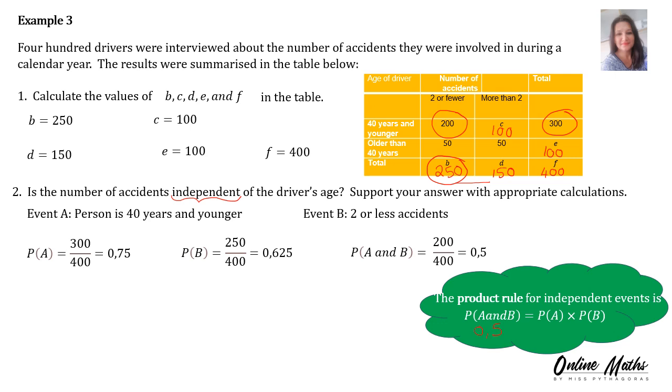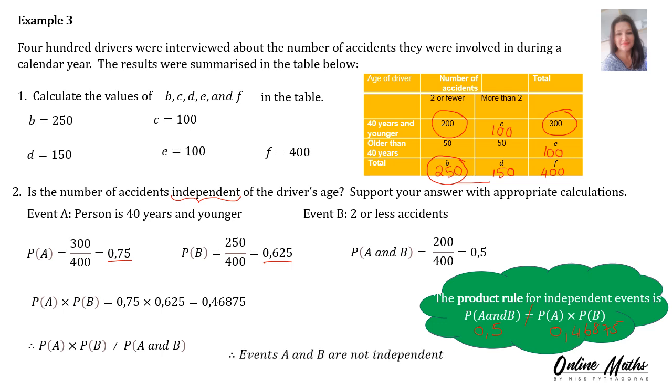Then we're going to do probability A times probability B, which is this 0.75 times 0.625, and we find the answer 0.46875. So can you see the left hand side is not equal to the right hand side, therefore events A and B are not independent.